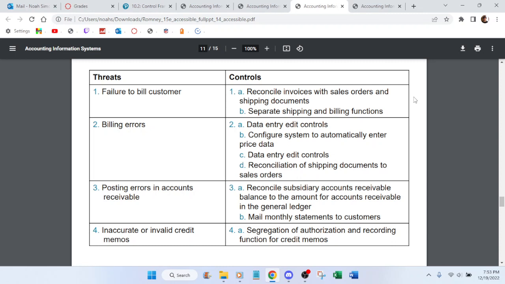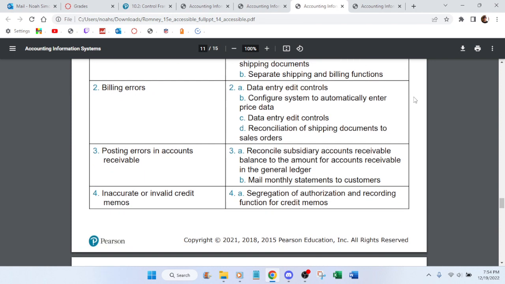Inaccurate or invalid credit memo. Segregation of authorization and recording function for credit.